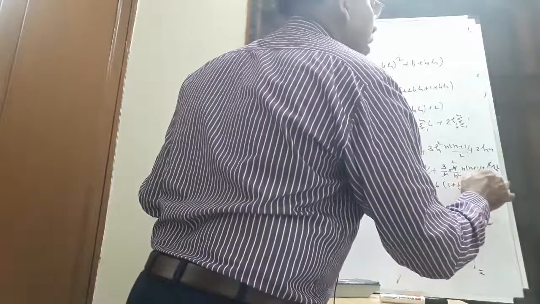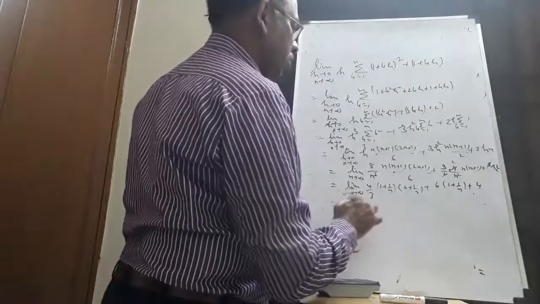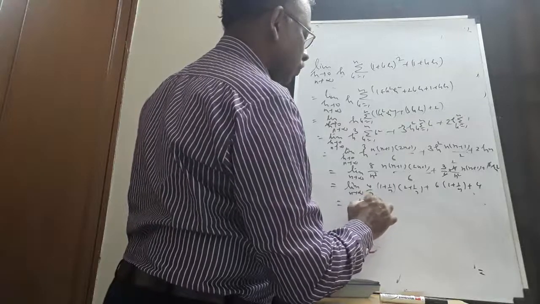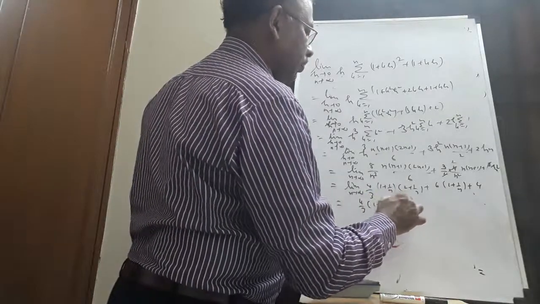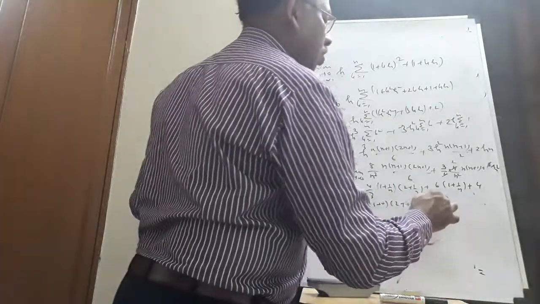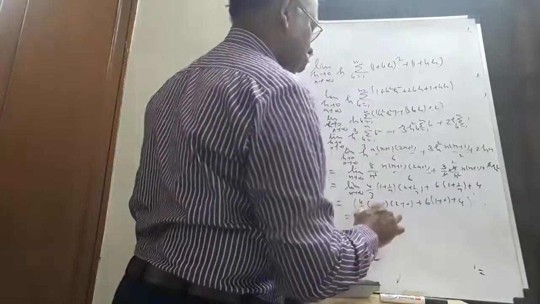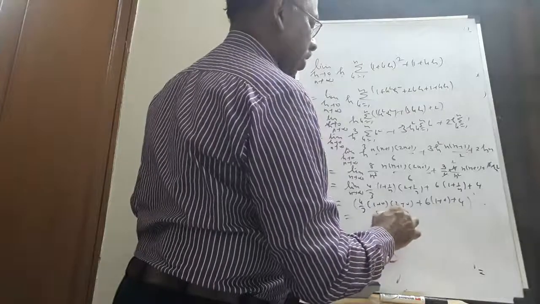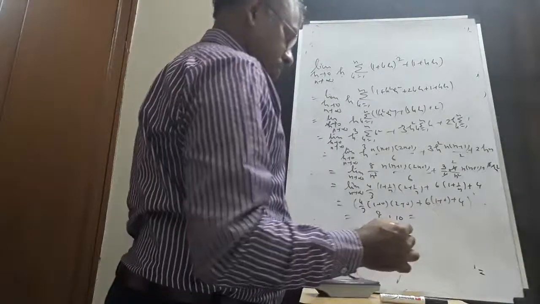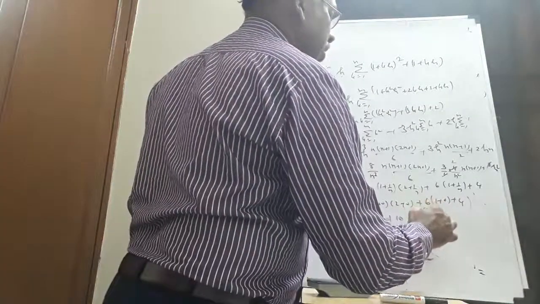Therefore, this is reduced to 4 by 3 into 1 plus 0 into 2 plus 0, plus 6 into 1 plus 0, plus 4. Therefore, this is reduced to 8 by 3 plus 10. Therefore, this reduces to 38 by 3.